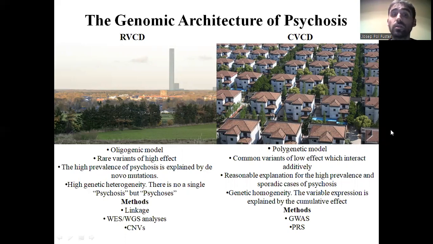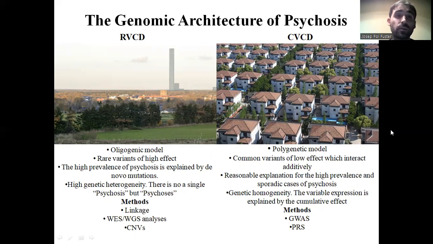The rare variant common disease hypothesis proposes that the phenotype is the result of a few rare variants of large effects, while the common variant common disease hypothesis proposes that the phenotype is the result of the cumulative effect of a lot of common variants of small effects. Assuming one or the other hypothesis has consequences.